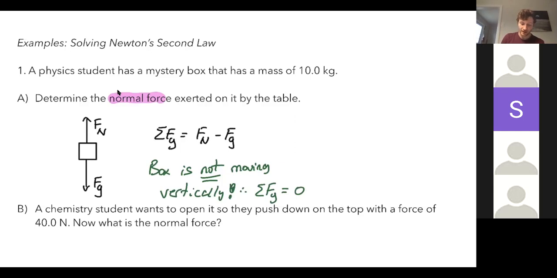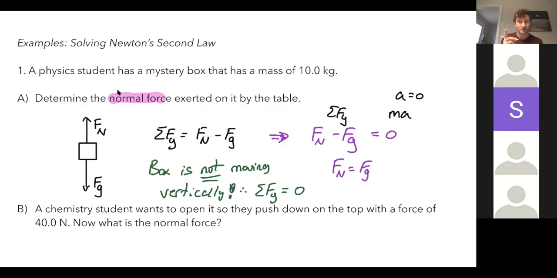So what we can do now is we can say, okay, well, Fn minus Fg must equal 0 because this right here is the sum of the forces in the y direction, and this is mass times acceleration with an acceleration of 0. This looks like a nice equation we can solve. We're looking for our normal force, so Fn is equal to Fg. We know what Fg is. It's mg, mass times gravity, always, always, always.